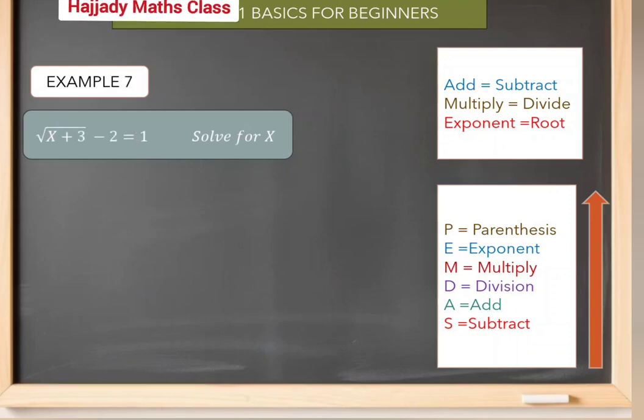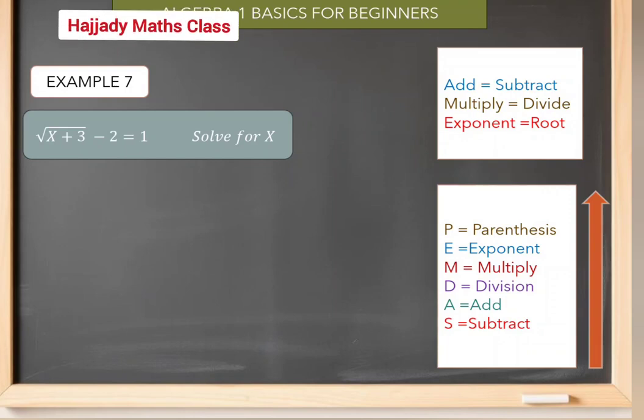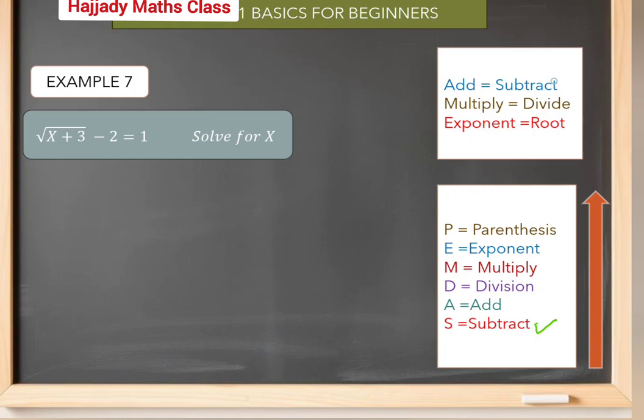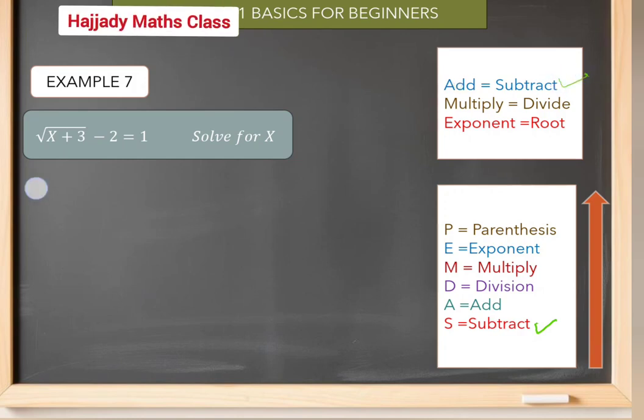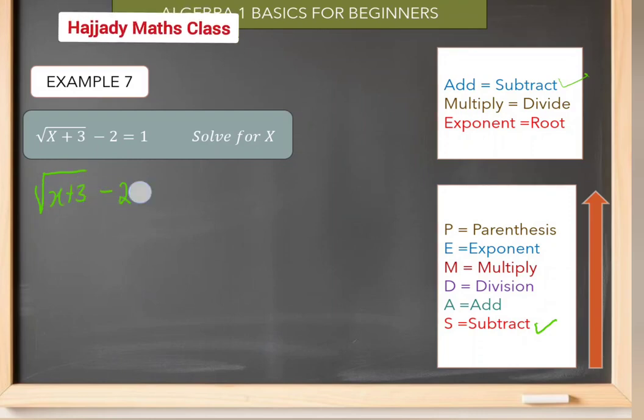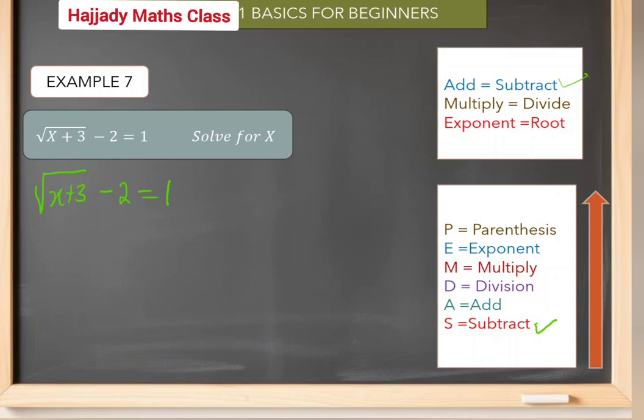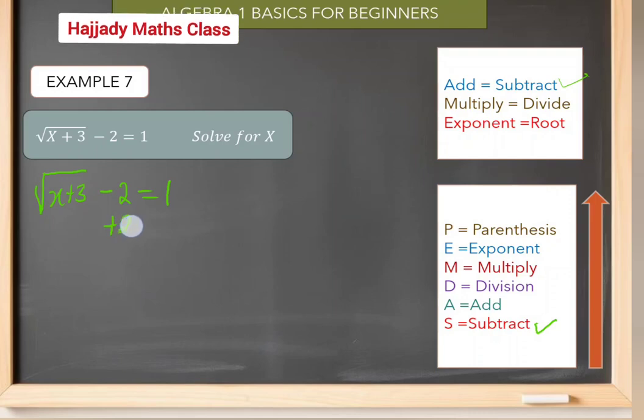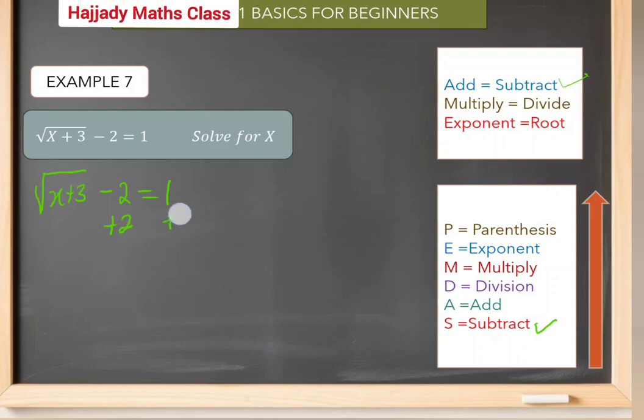Now we have example 7. In example 7, here we have the square root. How do we deal with this? Using the same rule, which is PEMDAS. Do we have subtraction? Yes, we do. If you have subtraction, what is the inverse, which is addition? So here, rewriting the question clearly, we have the square root of x plus 3 minus 2 equals 1. Now, introducing the inverse of subtraction, which is plus 2, plus 2.